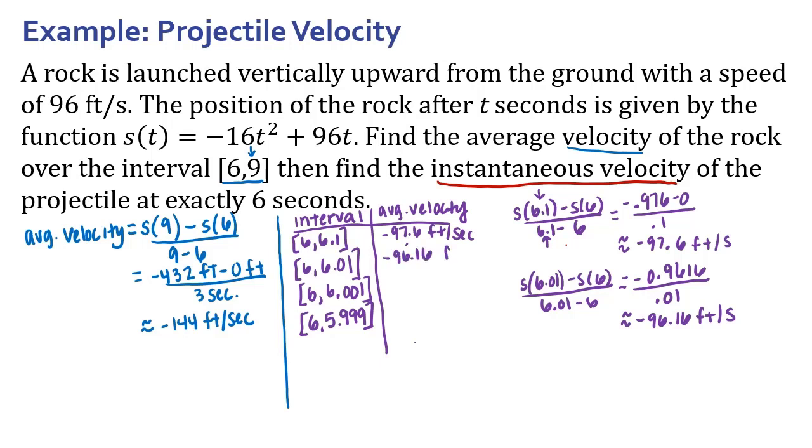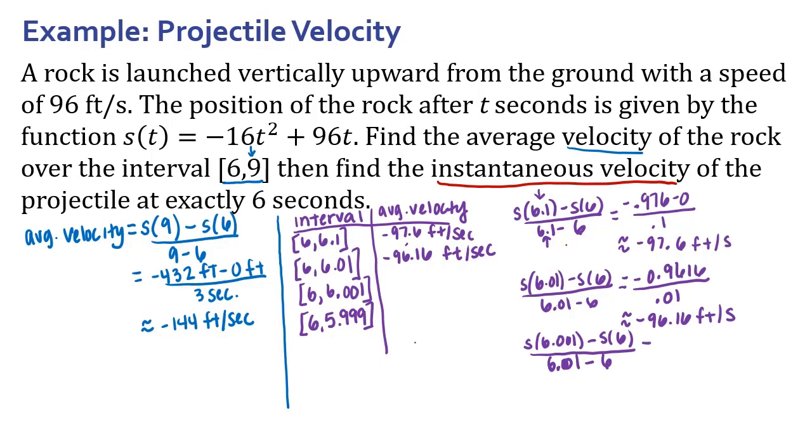So we can see it looks like it's starting to get closer to 96, but let's keep on going just to make sure. All right, so let's look at what happens as I get closer. So I'm 1/1000th away from that exact value I'm wanting to look at. So this secant line is going to be getting so much closer to looking like a tangent line now.